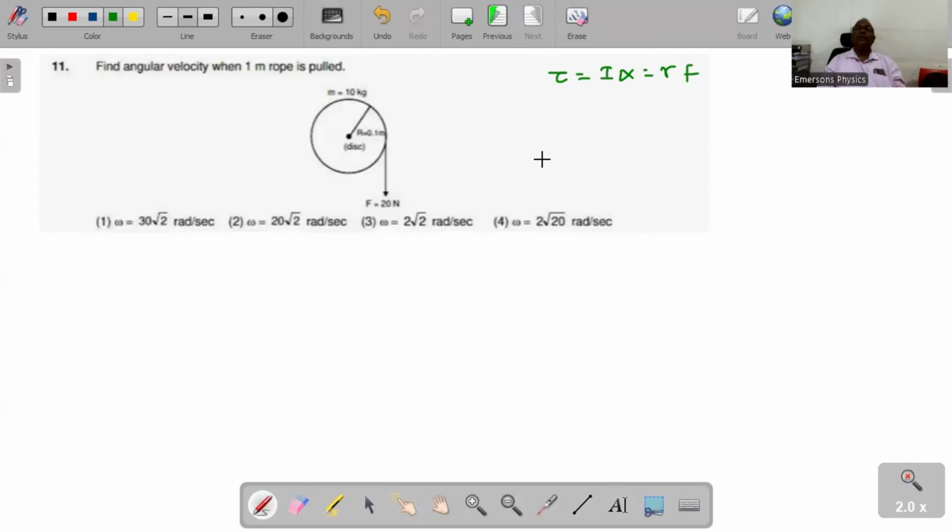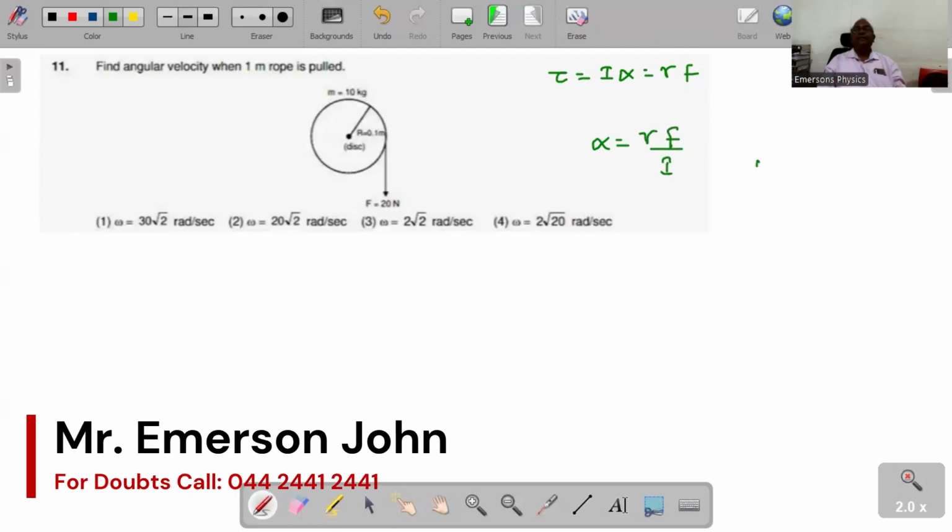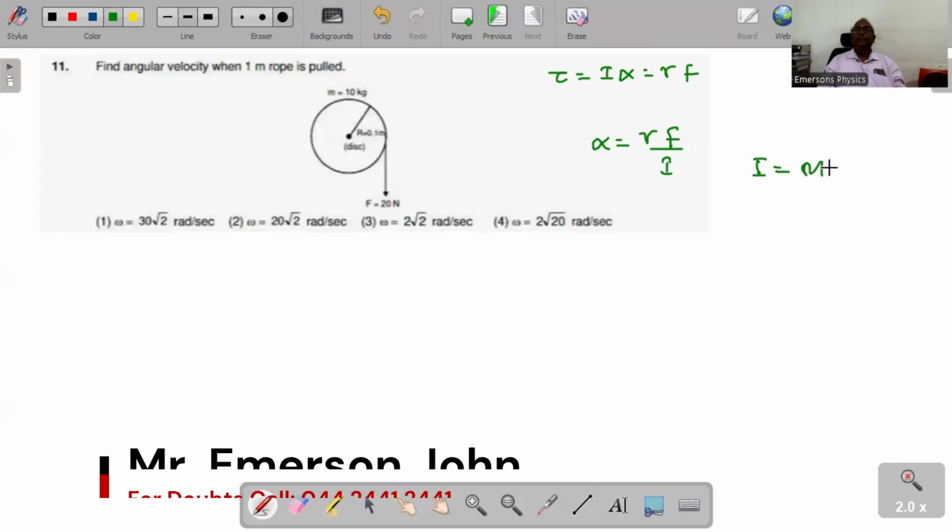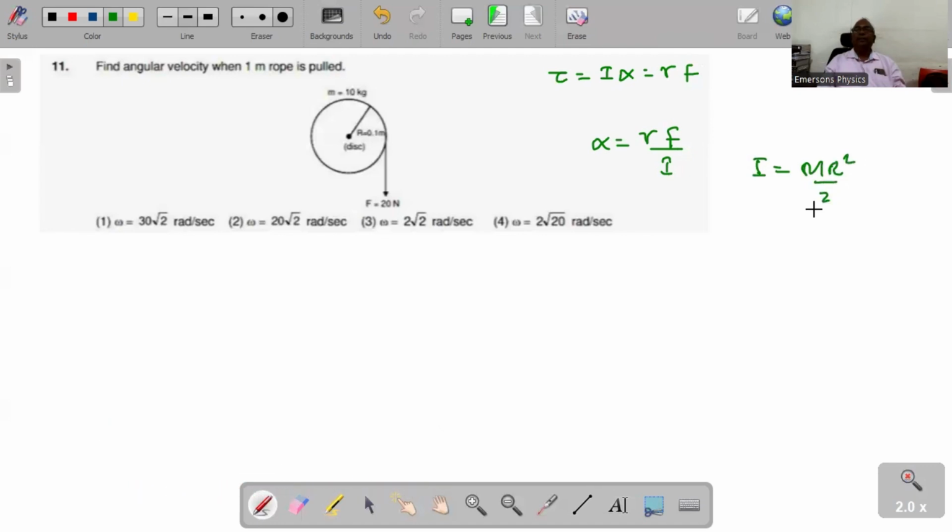Then we can find out alpha. Alpha is nothing but RF by I. Moment of inertia of a disk is mr squared by 2. Here, mass is 10 kg, R is 10 to the power of minus 1, so 10 into (10 to the power of minus 1) whole squared by 2, which is 5 into 10 to the power of minus 2. This is the moment of inertia. Substitute the value, then we can find out angular acceleration.